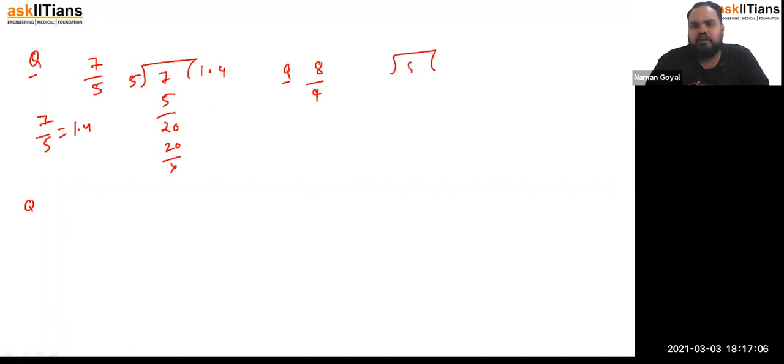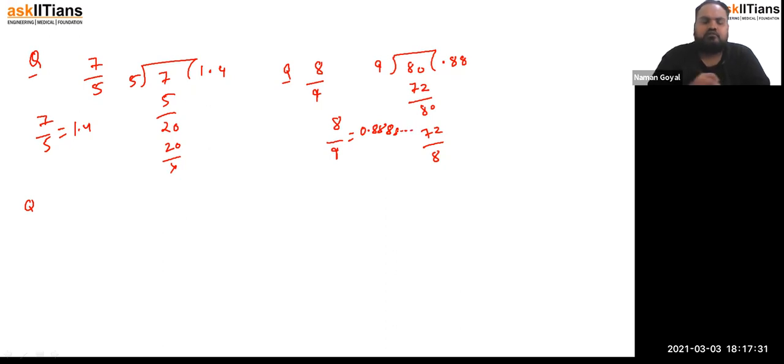Next, if we have 8 by 9, we want to write down this one. So it will be 8 and 9. Now the point and 0 come here, and how many times will it go? 8 times, right? It's 72, right? 8, again 8, 0, again 8, 72, again 8. Right? So 8 by 9 is what? 0.8888 and so on. Got it?